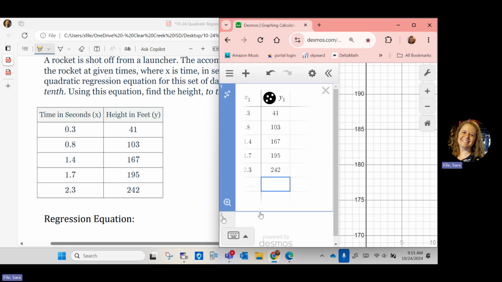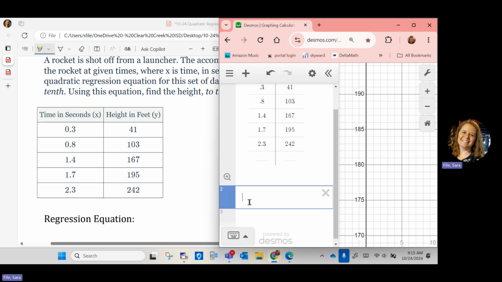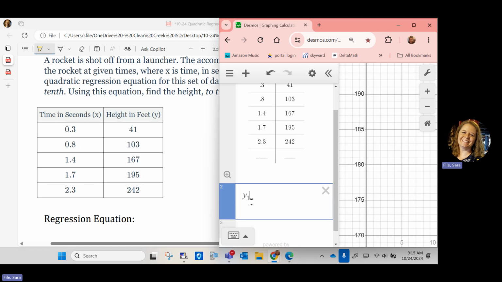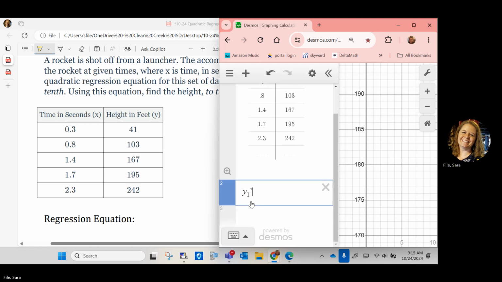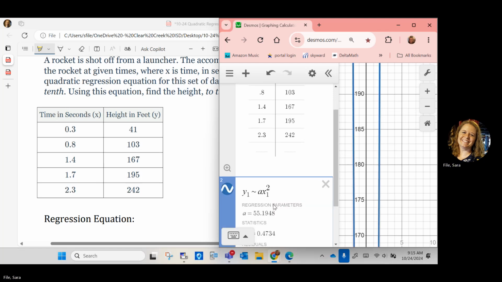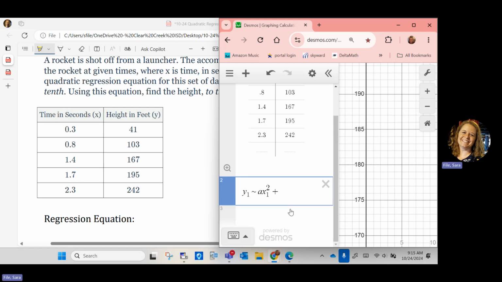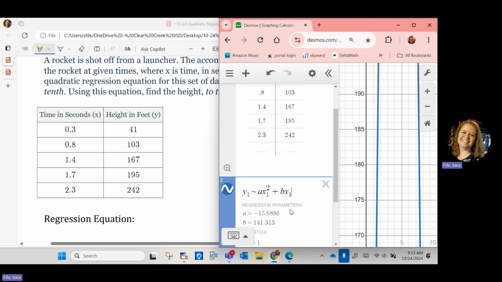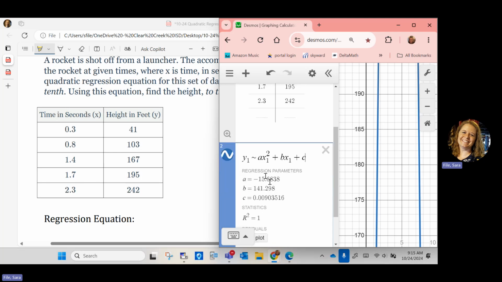Now I go to the next line, line 2, and I'm going to type in my quadratic regression model. So y1, oops, not that one, y1 squiggle a, and then x1 squared, make sure you get out of the exponent, plus bx1 plus c. When I finish typing that in, all of these parameters should pop up.